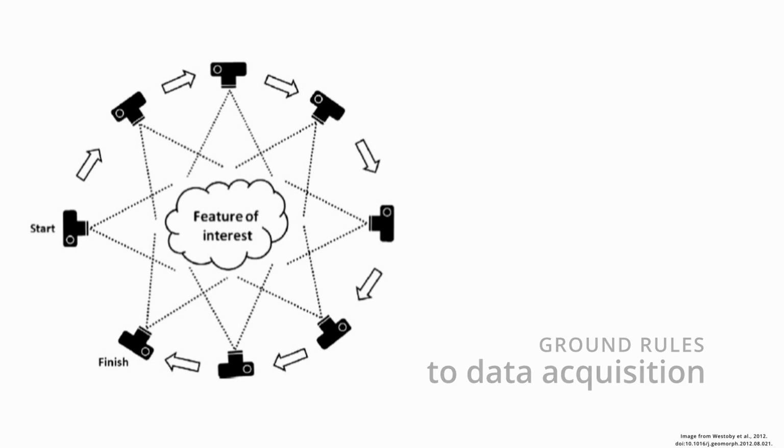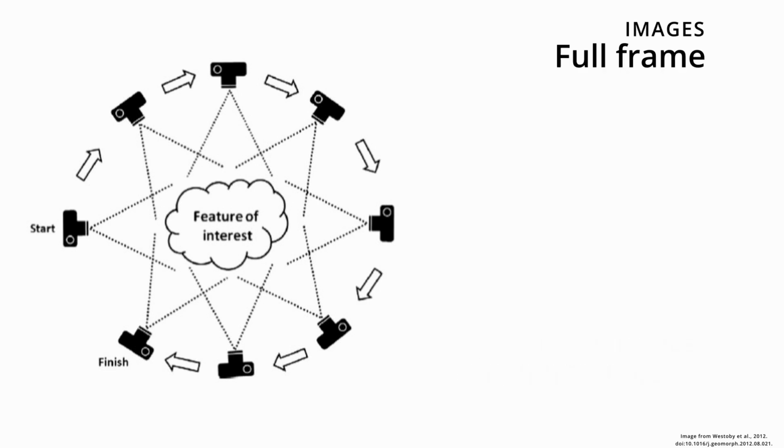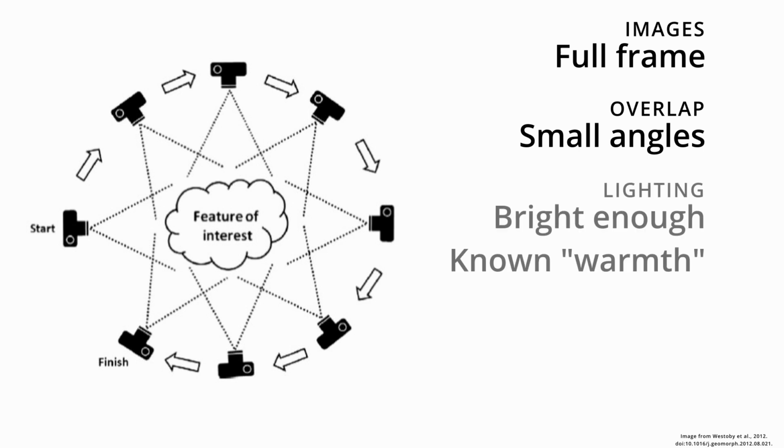And that includes, first and foremost, that your full frame should be used. Secondly, we want to have large overlap between the photos, which means we need to use small angles between the photos as we're going around and around the sample. Thirdly, when we're taking the photos, the images should be bright enough and we should have more than sufficient light of known warmth when we're taking the photos.